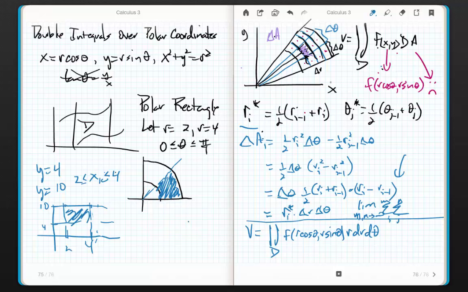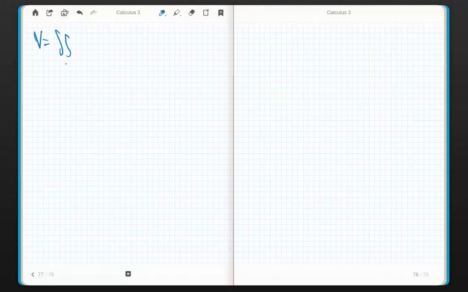Now, this works when we're dealing with these rectangles. So the question that's begging to be asked is, what's the difference between volume equaling the integral over a domain of f of r cos theta, r sine theta, and then r dr d theta? Don't forget this r. This r is going to drive you crazy because you've got r's flying around everywhere. That one always gets stuffed in there.